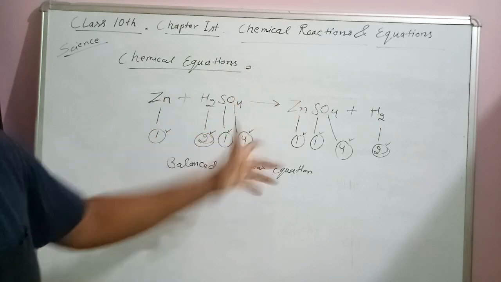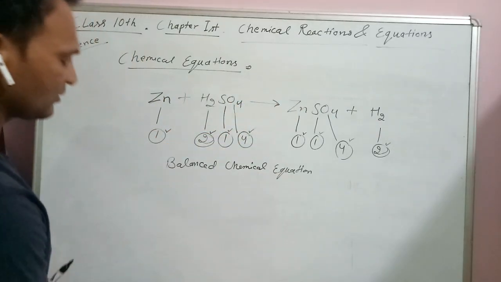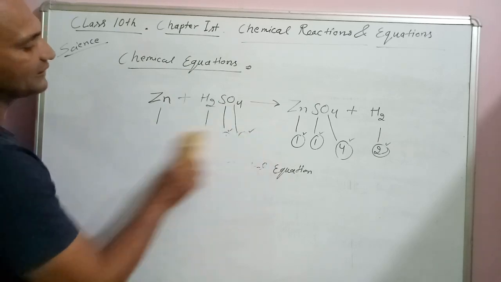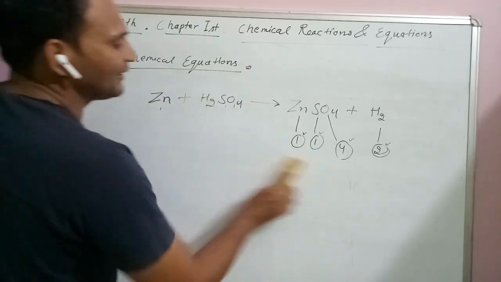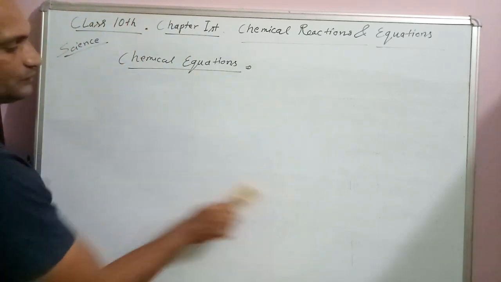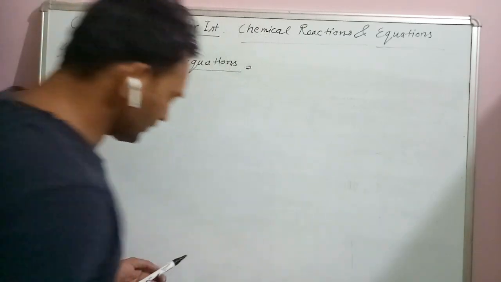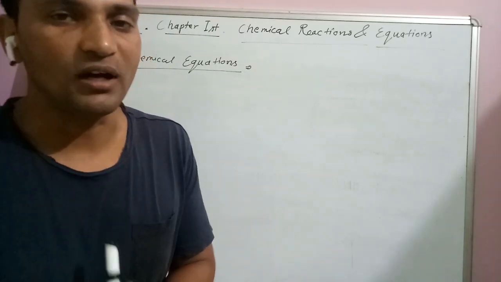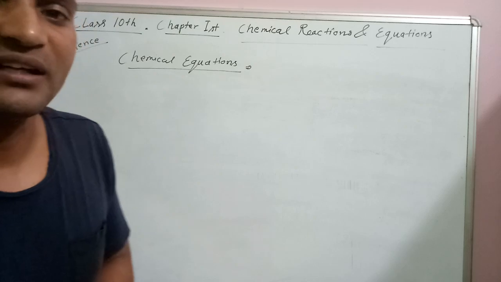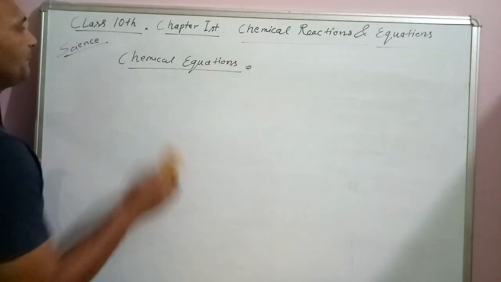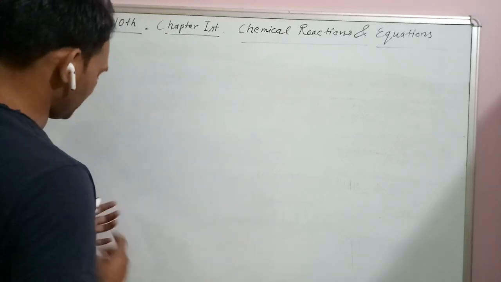Same for this one, we can take other examples and check whether the reactions are balanced or unbalanced. If we find chemical equations which are unbalanced, how can we balance them? So now, after that, there is balancing chemical equations.